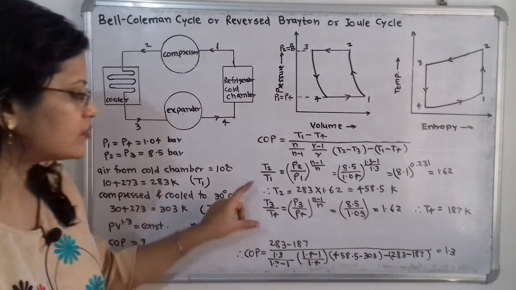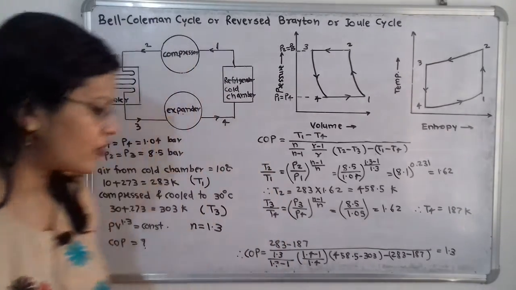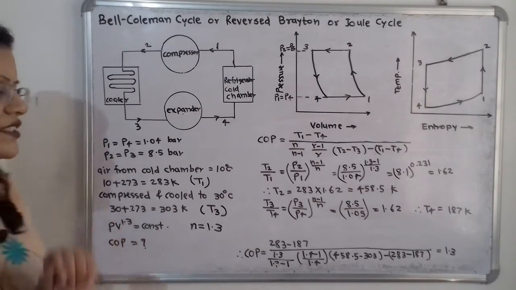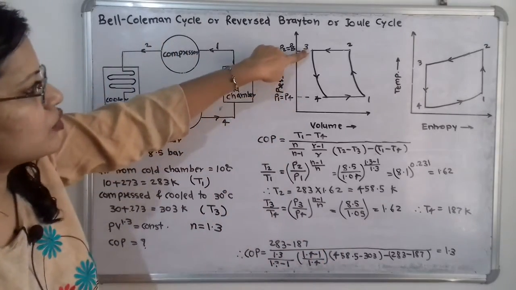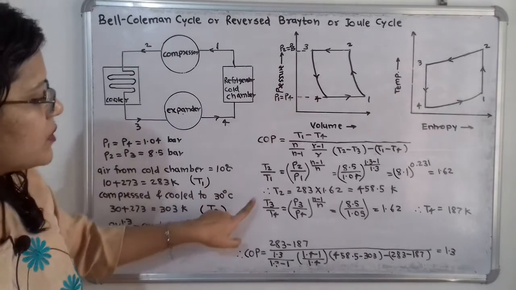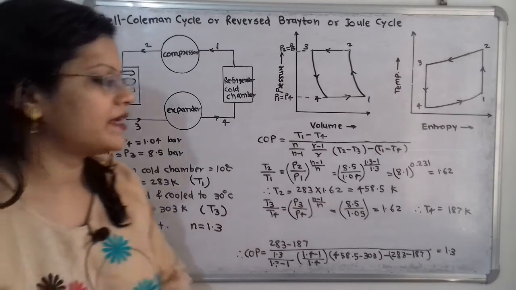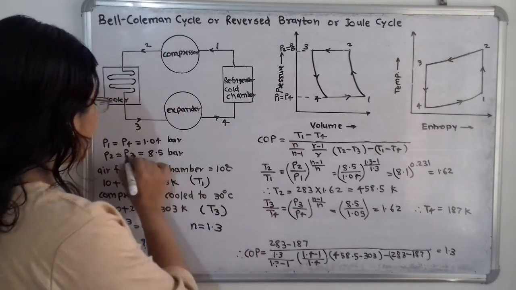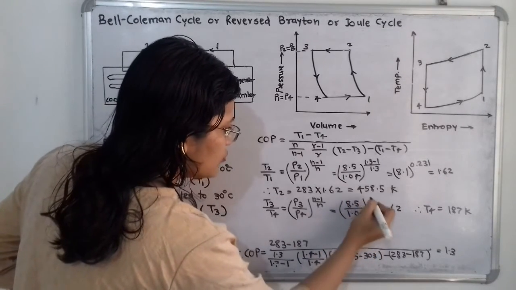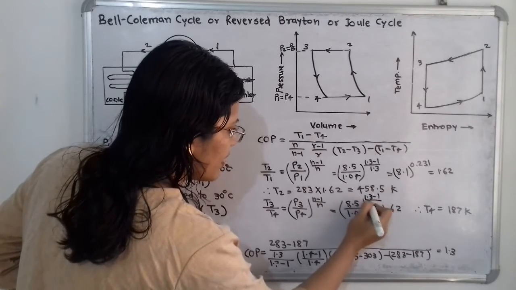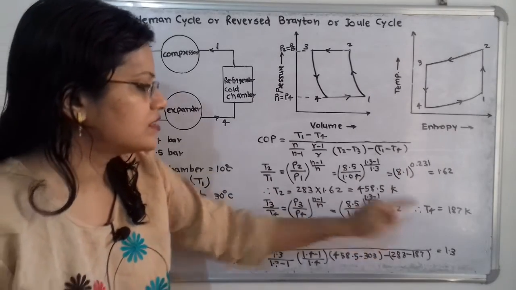Now in the same way we will solve the next, that is the expansion ratio. This expansion process also follows the law PV raised to 1.3 is equal to constant. So what is the relation between temperature and pressure? The expansion ratio is P3 by P4, so we take T3 by T4 is equal to (P3 by P4) raised to (n minus 1) by n. Here the value of P3 is 8.5, divided by 1.04, raised to (1.3 minus 1) divided by 1.3. When we calculate as above, its answer is 1.62.